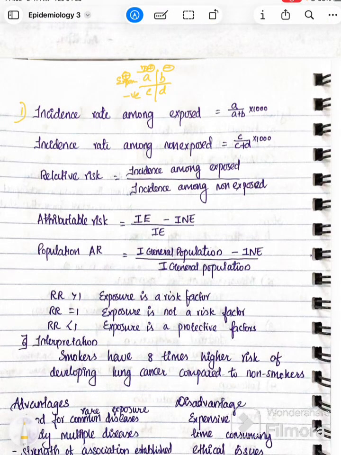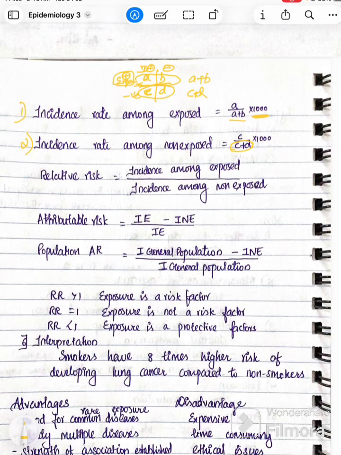So the first formula is incidence rate among the exposed. A plus B is our exposed. In that, incidence means those who have the disease, A. So A by A plus B into 1000, incidence rate always has a multiplier of 1000. Now incidence rate among non-exposed. C plus D is the non-exposed group. Those who are having the disease in this group, C by C plus D into 1000.